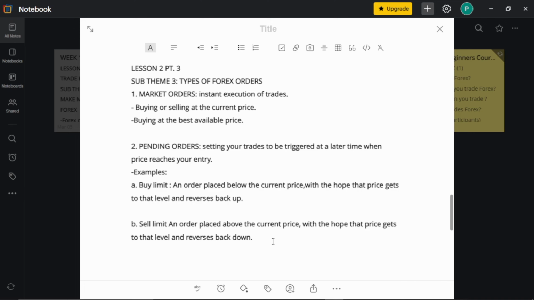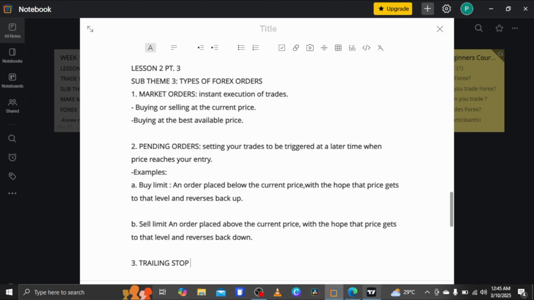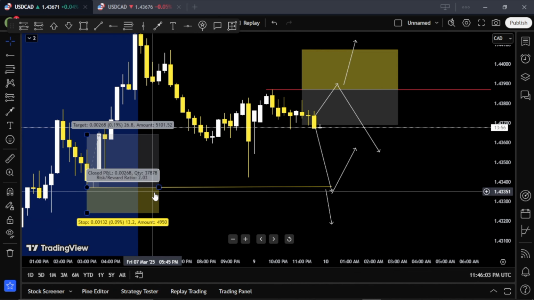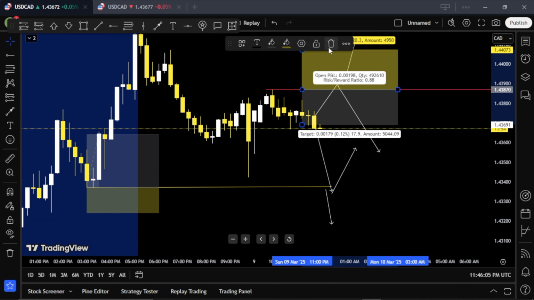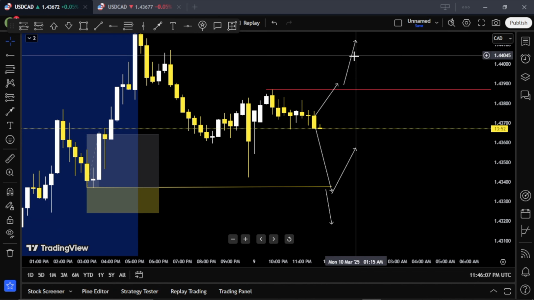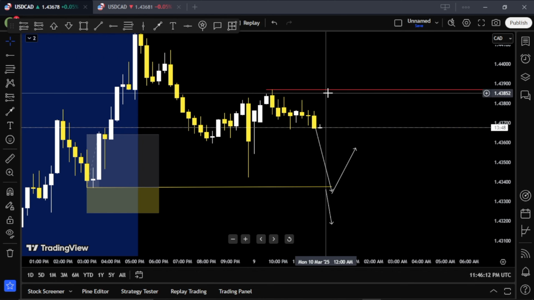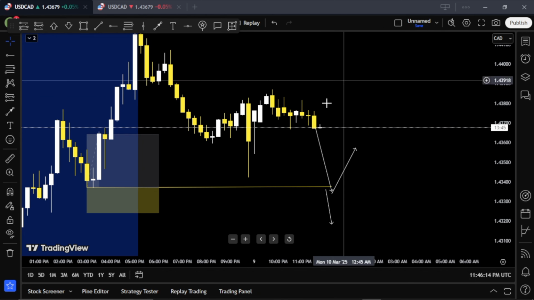So another thing we are going to be considering, still under the various types of order, is your trailing stop. I did not used to use this until very recently. So let me go to the chart and show you how trailing stop works. So let's say you're in a buy trade here now. Let me delete all of this, right? So let's say you're in a buy trade here and you're aiming for 1:4, right?